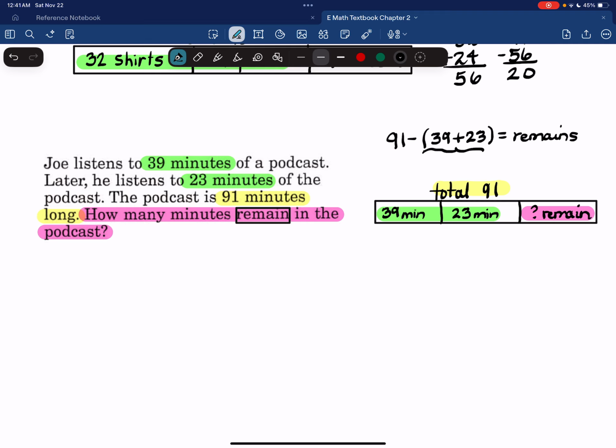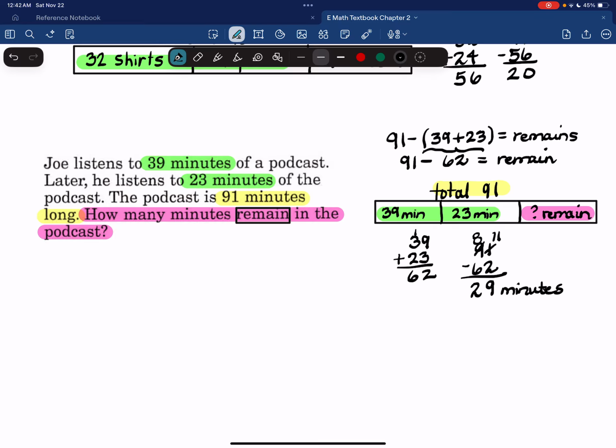So 39 and 23, put it right here. We're adding those. That's 62 minutes. And then 91 minus 62 will give us the remaining time. 91 minus 62, better borrow. Looks like 29 minutes remain.